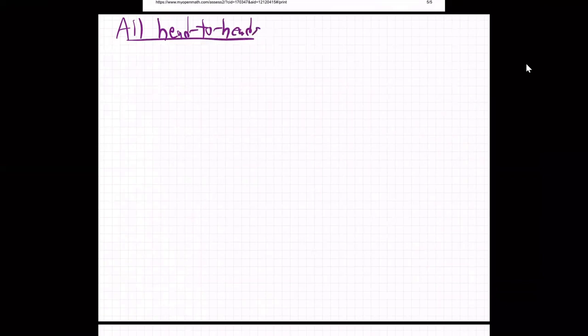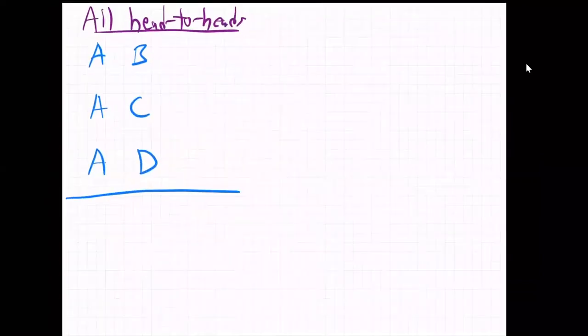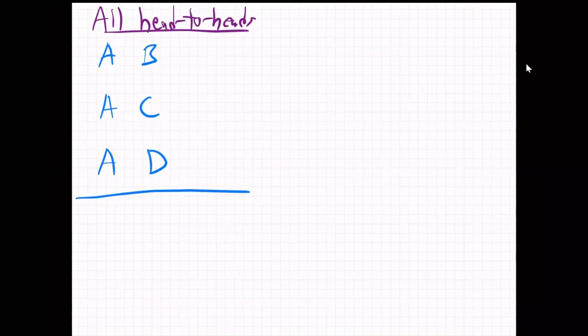So you've got to say, okay, I'm going to do A versus B. Then I'm going to do A versus C. Then I'm going to do A versus D. There's all the ones starting with A. It's like a big round robin tournament where everybody plays everybody. There's candidates A, B, C, and D, so I've got to do A versus B, A versus C, A versus D.